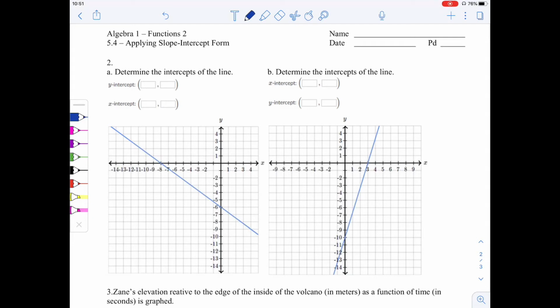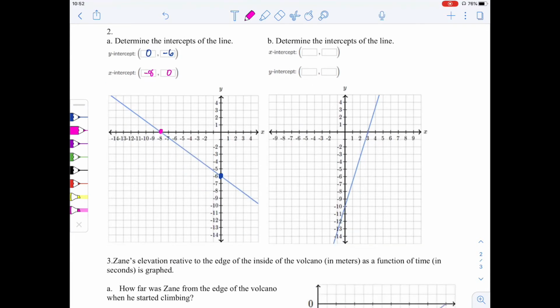Okay, number 2. Determine the intercepts of the line. The y-intercept, when you look at it, is right there on the y-axis, and your x value is always 0. So it's (0, -6). Your x-intercept is right here, so your x value is -8 and your y value is 0.